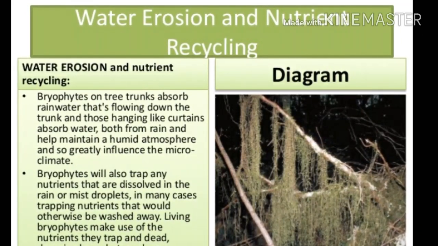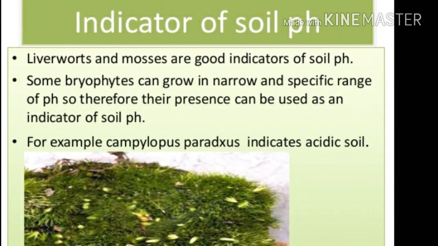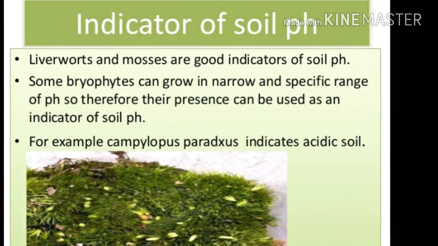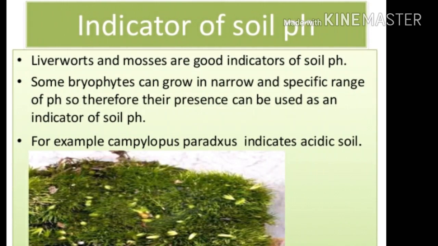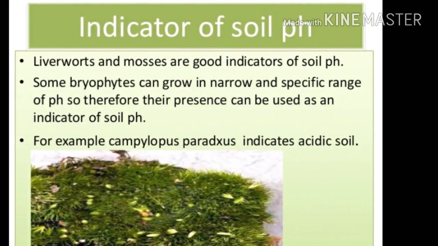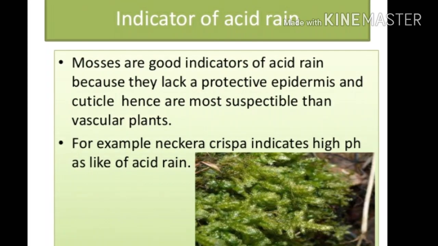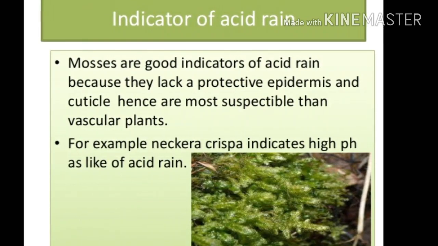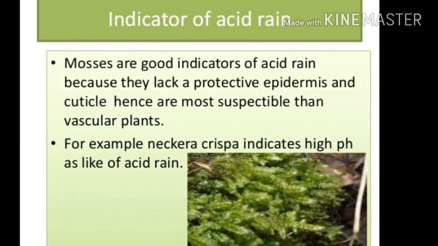Next is indicator of soil pH. Bryophytes grow around a specific pH range, so their presence can be used as an indicator. Botanists have a large list of bryophytes which can grow in acidic or basic medium. An example is Nackera crispa, which indicates high pH. They are also indicators of acid rain, because they are good indicators of acids. Examples are as we discussed in our last slide.